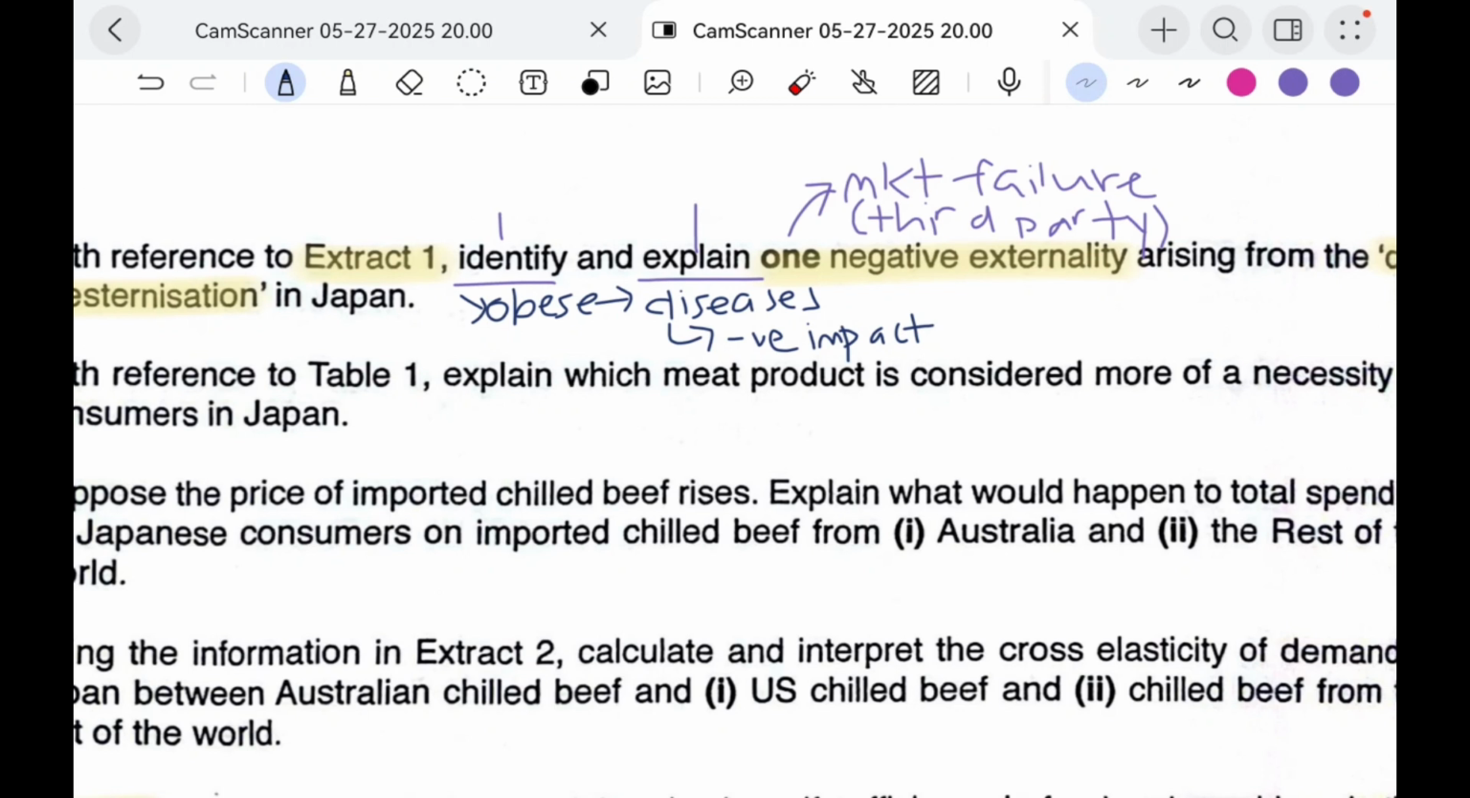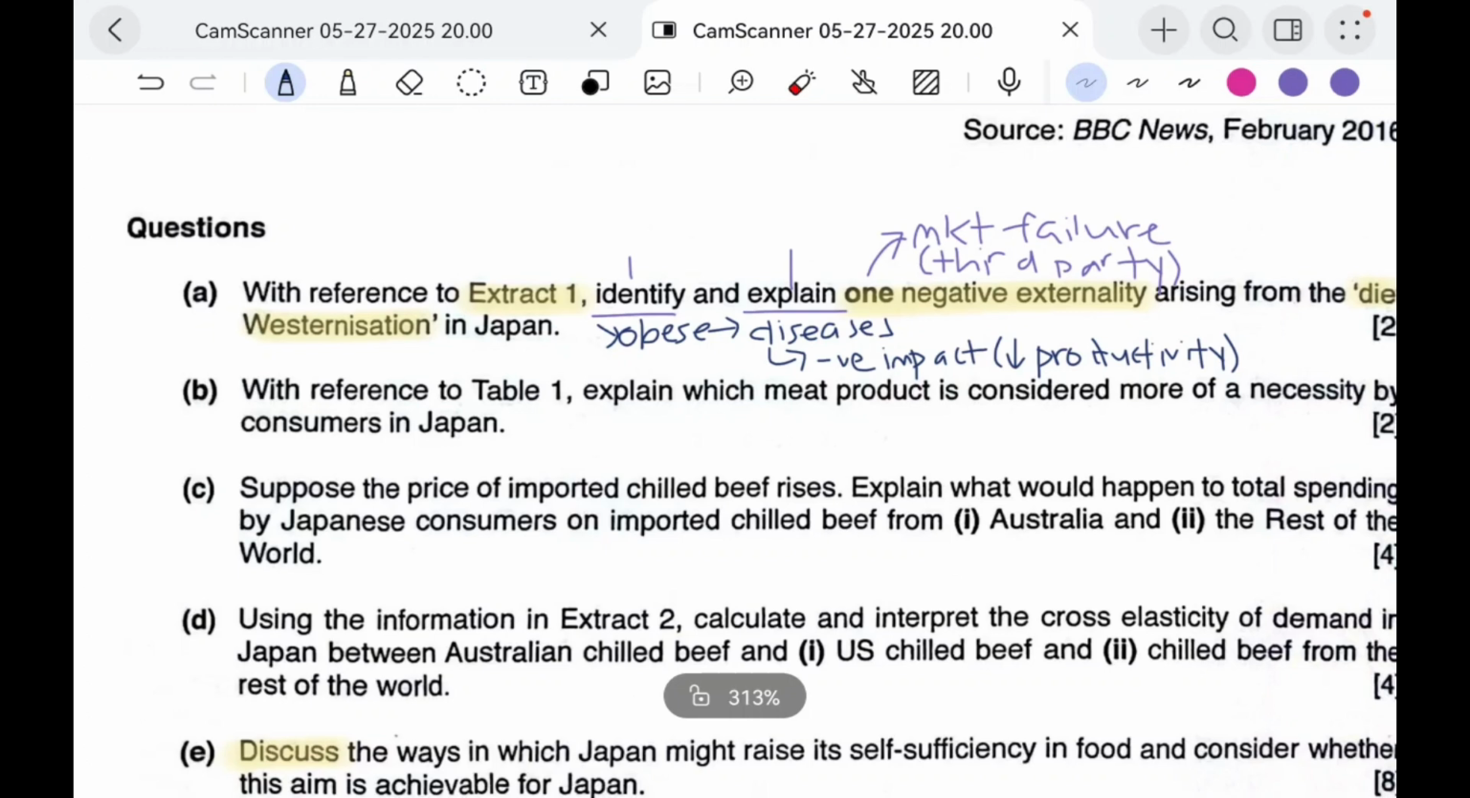You need to explain why this happened, because then the negative impact you can talk about will be the lowered productivity. Okay, so this is where your explanation comes in, because why would someone being sick lower the productivity of his or her workplace? So this is your 1 mark.